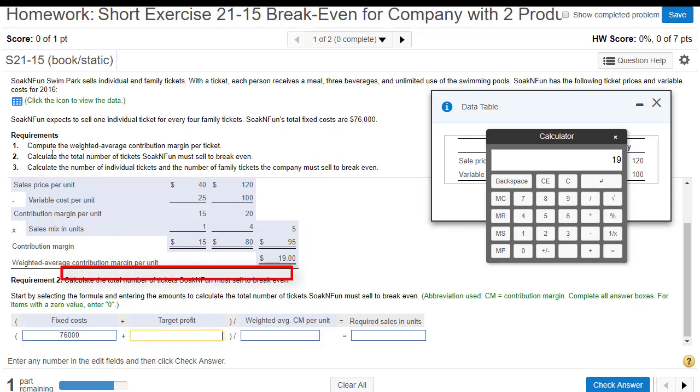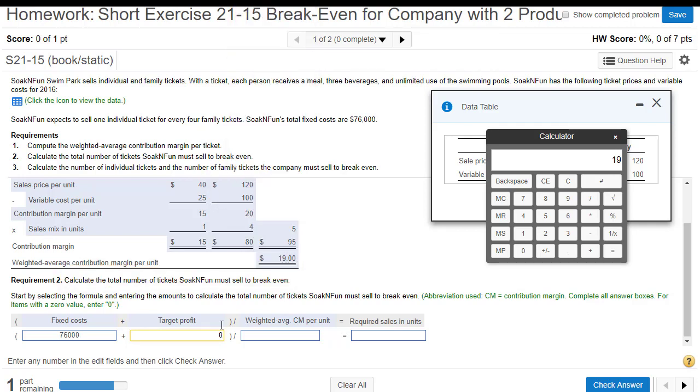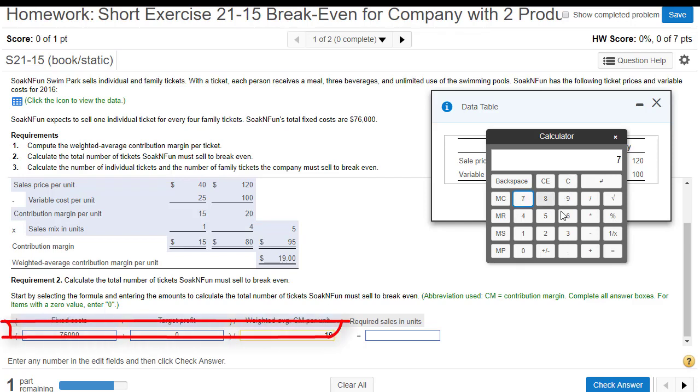How do we know it's 0? Because they're asking us to calculate the break-even point. Break-even means 0 profit, 0 operating income. And then we're going to divide by the weighted average contribution margin per unit, which is right here, 19. So let's do the math. We're going to take 176,000 plus 0 divided by 19 gives us 4,000 tickets. So for this company to break even, they must sell 4,000 tickets.